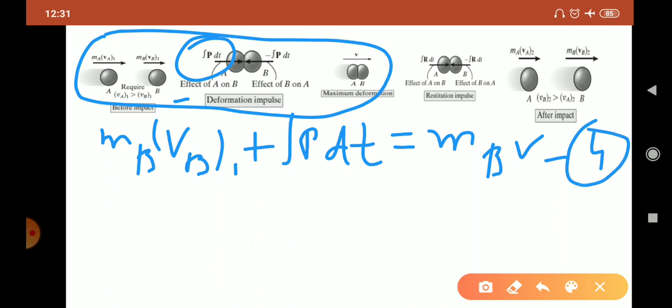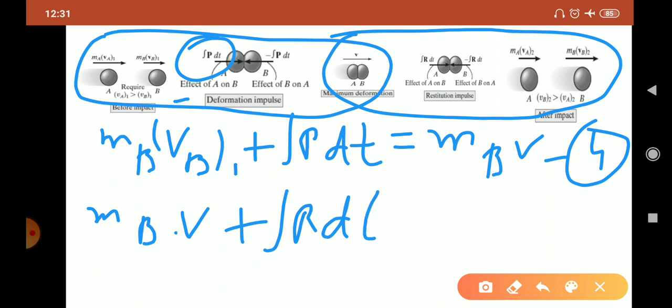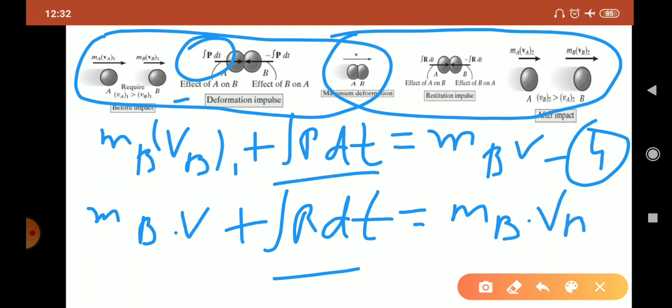At the same time, next we'll write down the equation for this. So again we'll have mb into v. Now we'll add the rebounding impulse, which is rdt. Keep in mind, for body B, the deforming impulse is pdt and the rebounding impulse is rdt. So this will give us the final momentum of the body after separation, mb into vb2. So this is equation number 5.